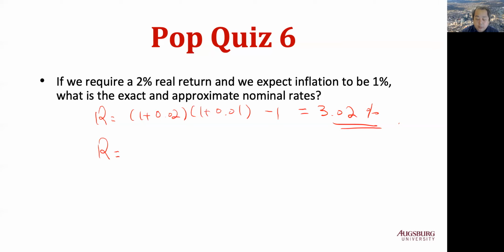Approximately, the nominal rate equals the real rate plus inflation. So 2% plus 1%, 3%. Since the numbers are relatively low, the gap between the two calculations is not very different.